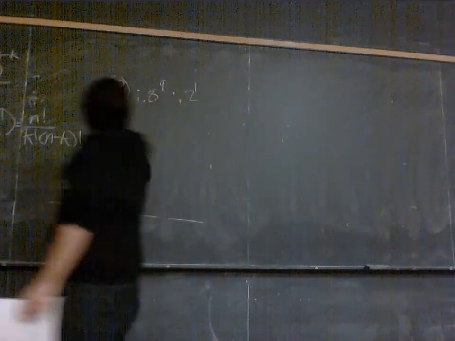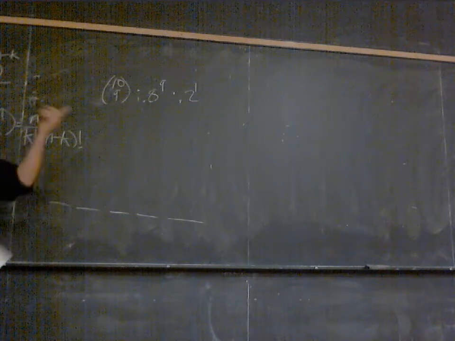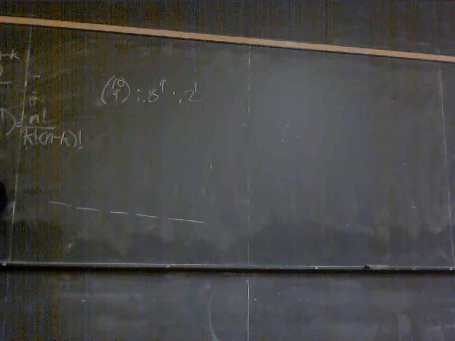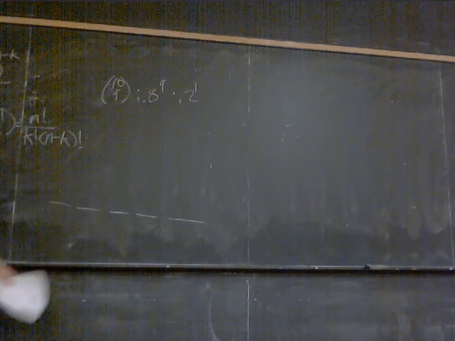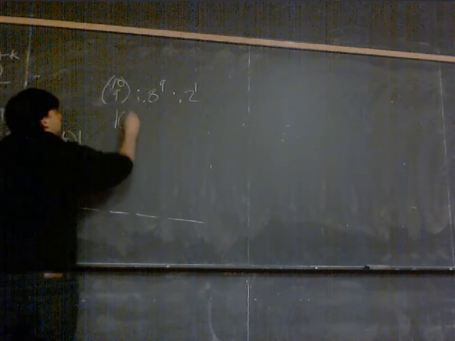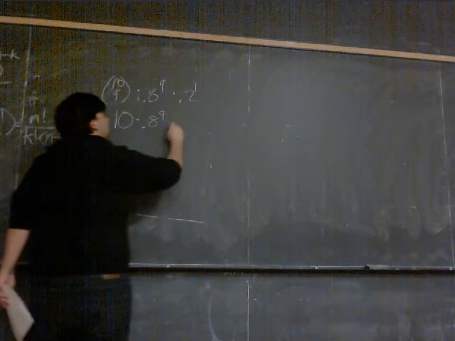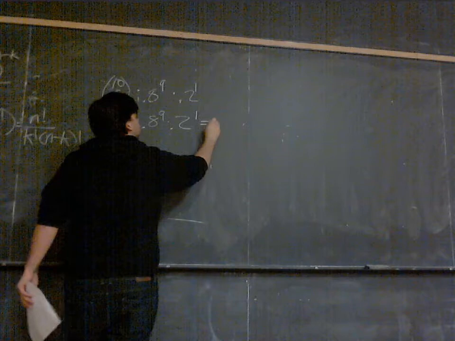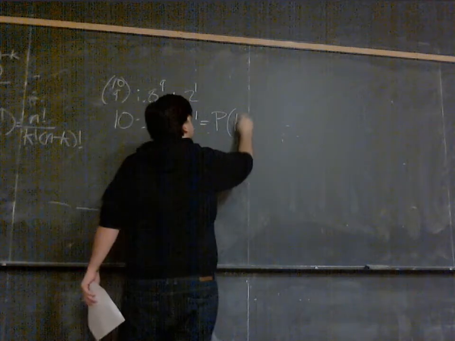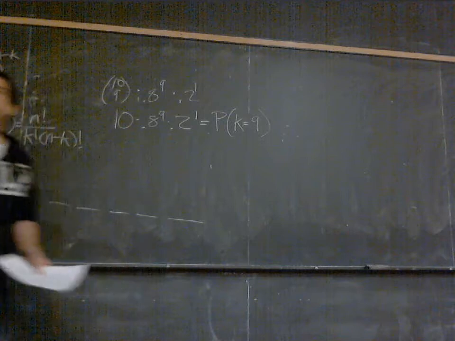So now let's do 10 choose 9. What does that equal? We just talked about it. We know it equals 10 choose 1. Anything choose 1 is just n. So the probability is 10 times 0.8 to the 9th times 0.2 to the 1st. And that gives me the probability that k equals 9, that 9 of my 10 buses are on time.